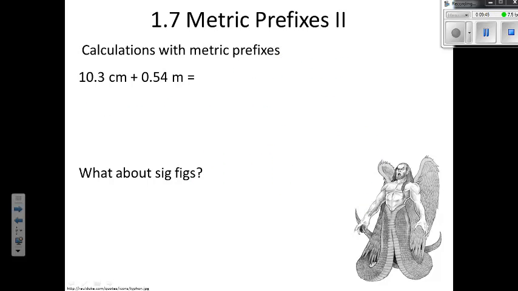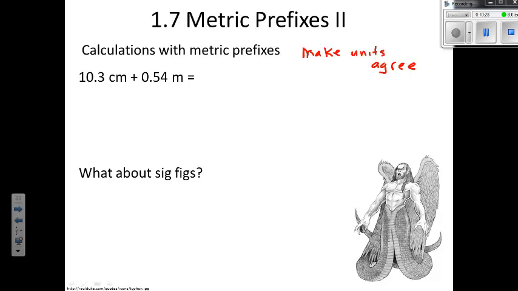One more. Oh, 2 more we've got to deal with here. Calculations with metric prefixes. Addition. So addition, the thing is you have to make the units agree, right? And so centimeters and meters, right? So we have to convert centimeters to meters or convert meters to centimeters.